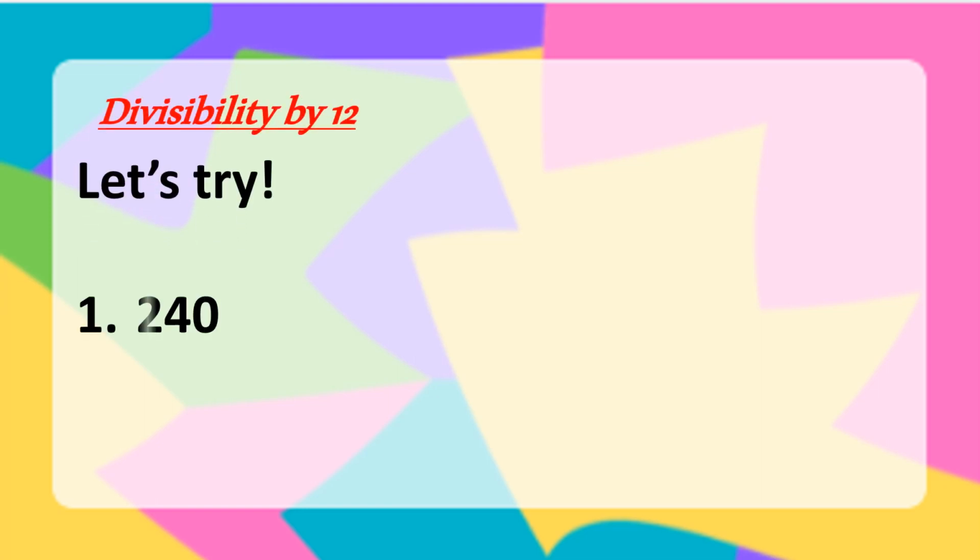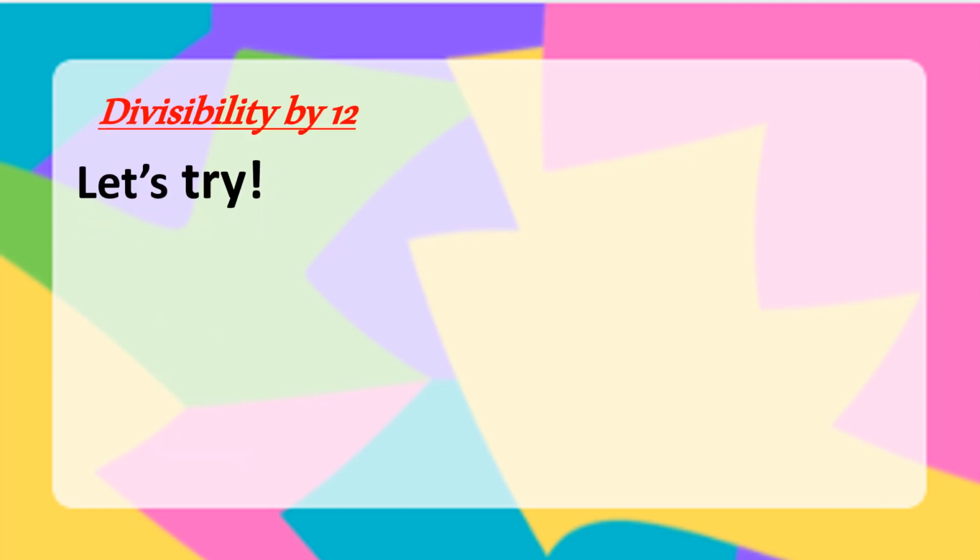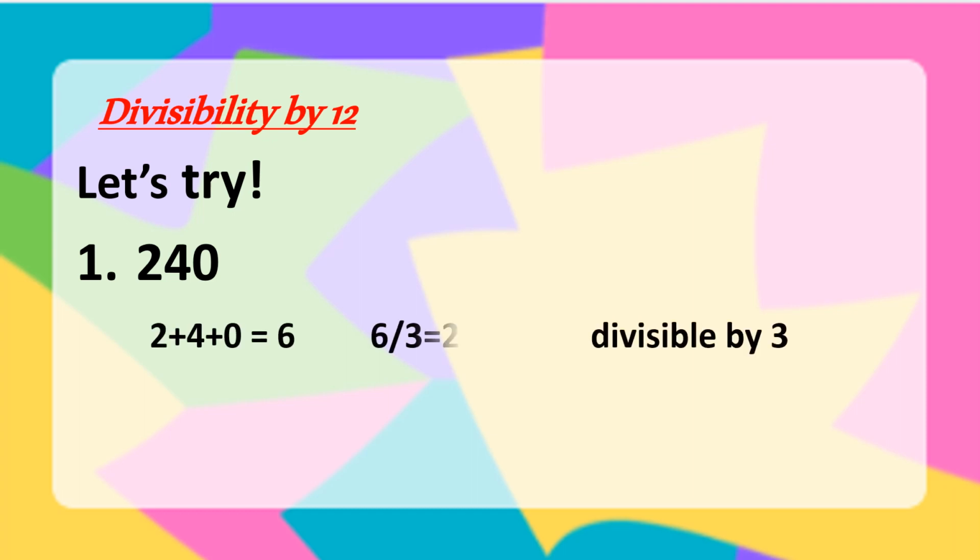Okay, now let's try divisibility by 12. Number 1, 240. Number 2, 3,144. Number 3, 1,464. Okay, let's try number 1 if it is divisible by 12. 240. If we get the sum of the digits in 240, which is 2 plus 4 plus 0, it will give you 6. Can we divide 6 by 3? Yes. The answer is 2. So, it means it is divisible by 3.